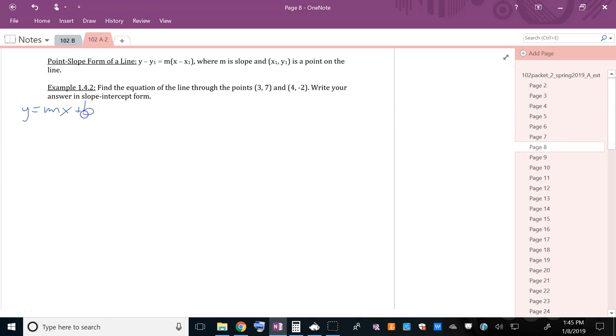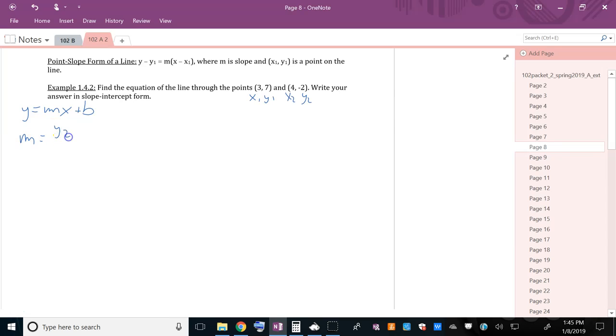Now, anytime we're asked for the equation of a line between 2 points, that does mean we want slope-intercept, so y equals mx plus b is what I want here. And here we've got 2 points. So x1, y1 is 3, 7, and x2, y2 is 4, negative 2. We don't know slope, so let's start with that.